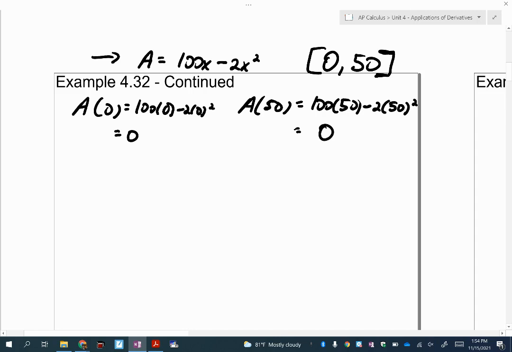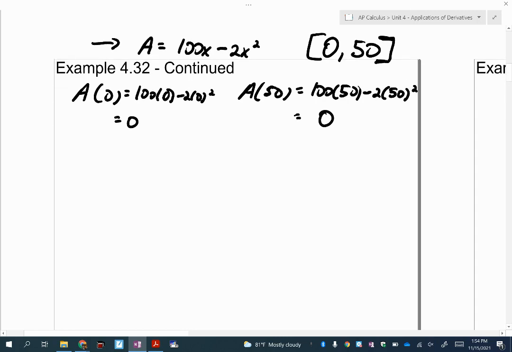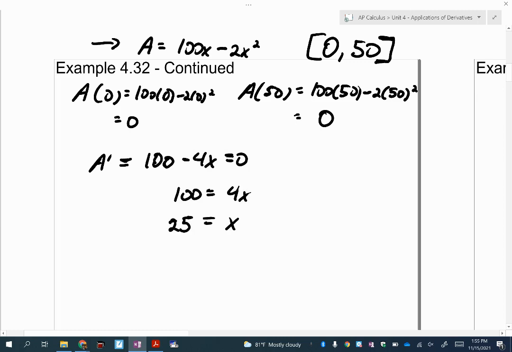All right, so both of the endpoints happen to be 0. It doesn't matter that they're the same, but now I care about finding the critical values, which is going to be that derivative again, 100 minus 4x, set it equal to 0. Okay, 100 equals 4x, or x equals 25. So an x value of 25 would maximize the garden area, and keep us within the constraint that we only have 100 feet of wiring to use.